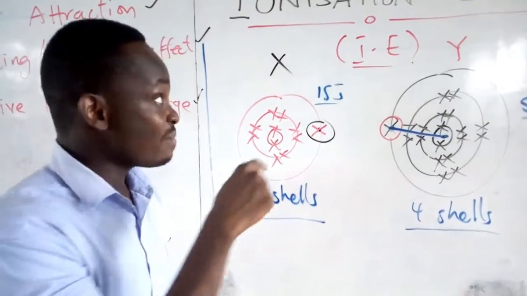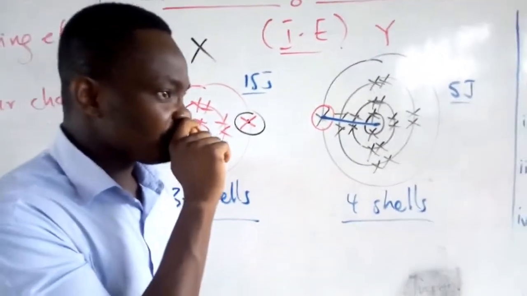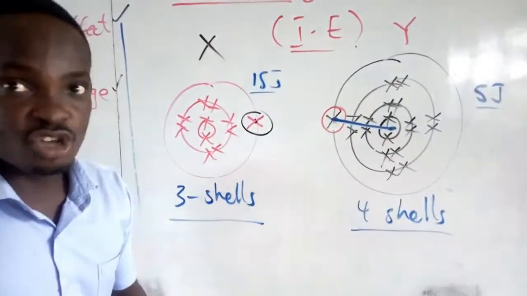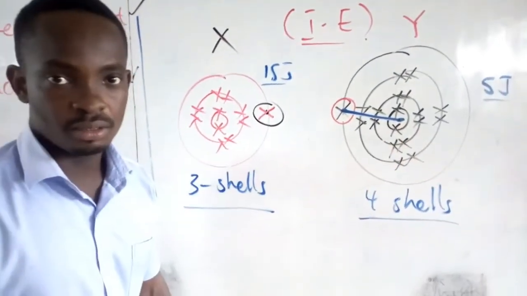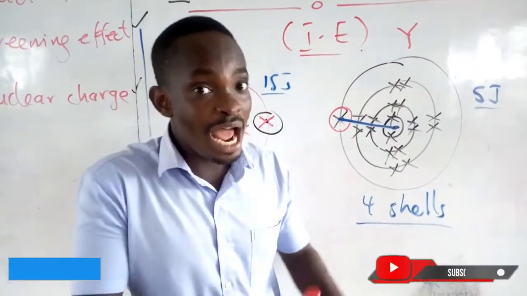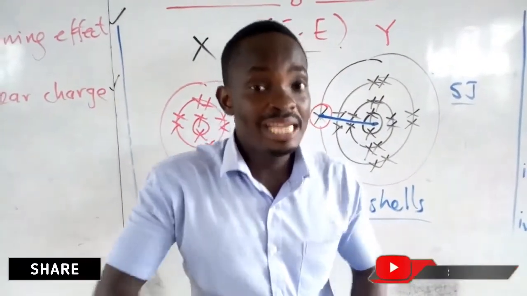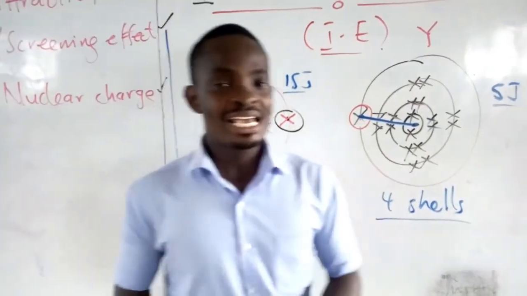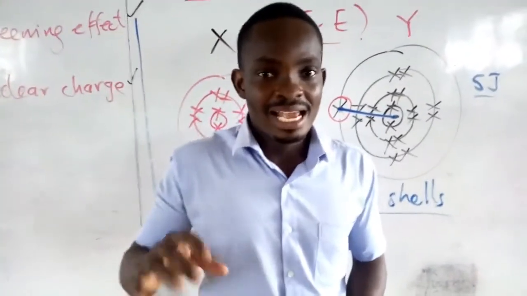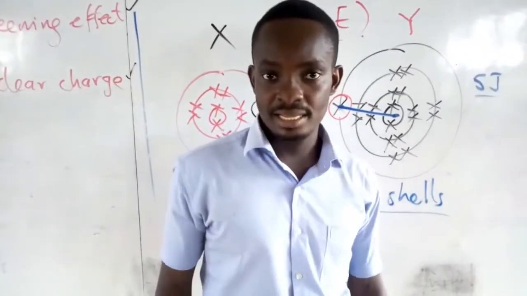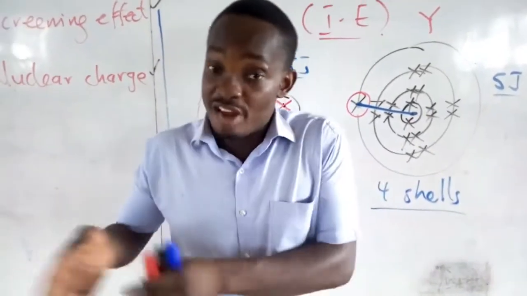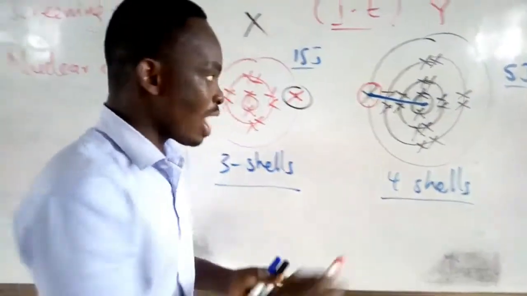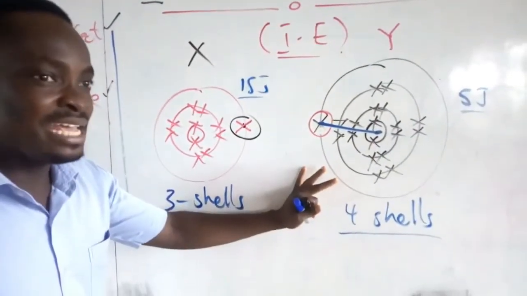Okay, and that's the same, which means that if it is easier to remove the electron here, then it should have a weaker nuclear attraction. Meaning, the weaker the nuclear attraction, the easier it is to remove the outermost electron. Which also means that the weaker the nuclear attraction, the lesser the IE. But the stronger the nuclear attraction, the higher the IE. So here we have a lesser IE than here.